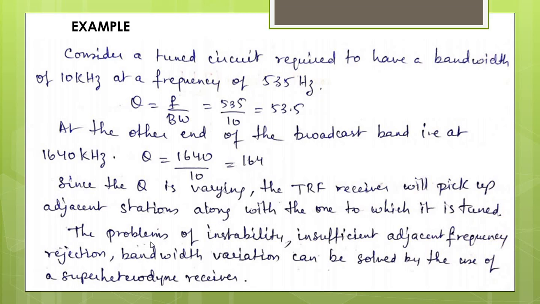So these problems of instability, insufficient adjacent frequency rejection, and bandwidth variations can be solved by using the superheterodyne receiver, which is the advanced version of the tuned radio frequency receiver. So we'll see the superheterodyne receiver in the coming sessions.